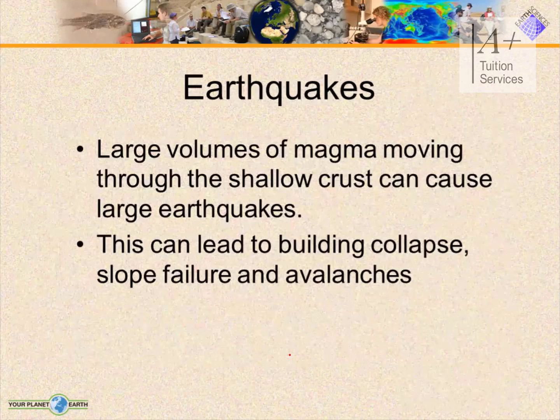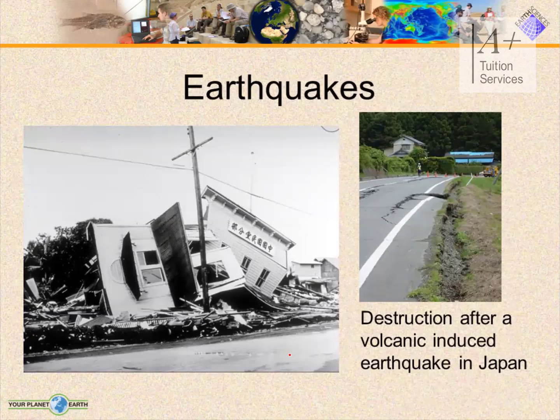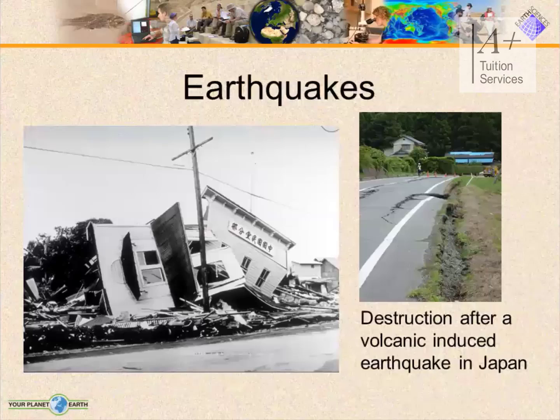So earthquakes are another hazard of volcanoes, and large volumes of magma moving through the shallow crust can cause large earthquakes. This can lead to buildings collapsing, slope failures, and avalanches. So this is an example of an earthquake. This is destruction after a volcanic-induced earthquake in Japan. After the volcano erupted, they had earthquakes and large fissures and cracks in the road, building collapse, all the signs. And an earthquake in itself creates a hazard. Remember, one hazard of an earthquake is a tsunami, right? So it's always a never-ending effect.